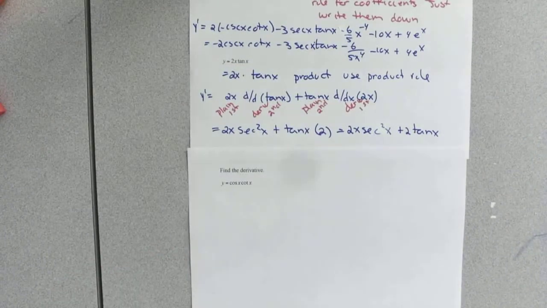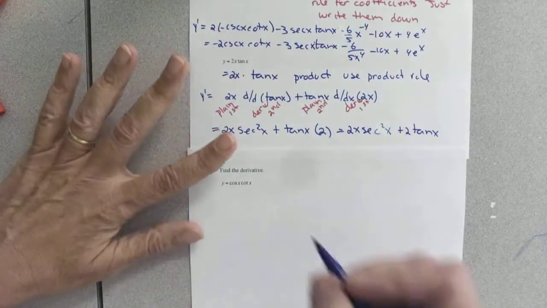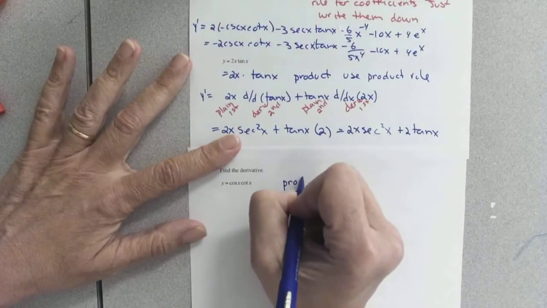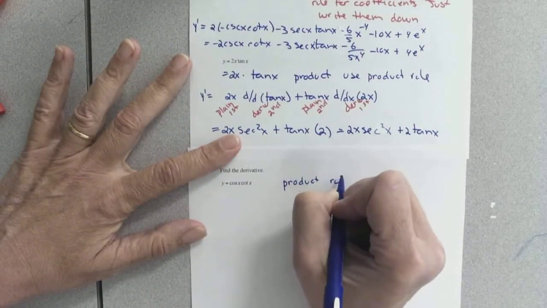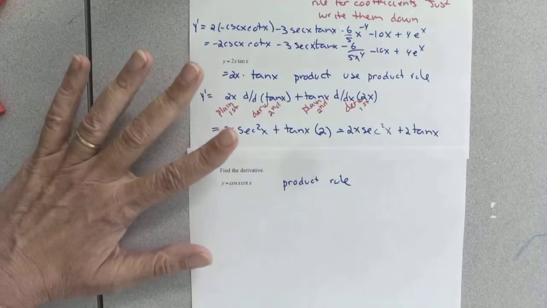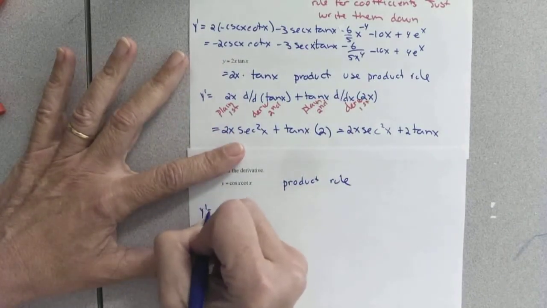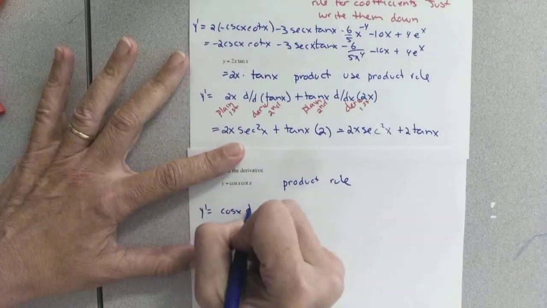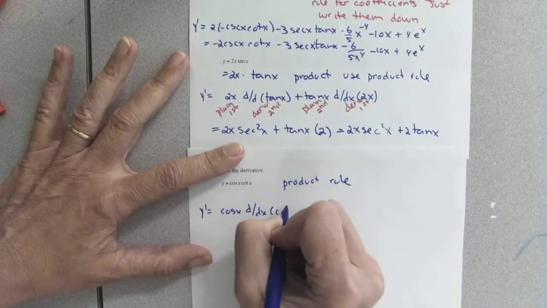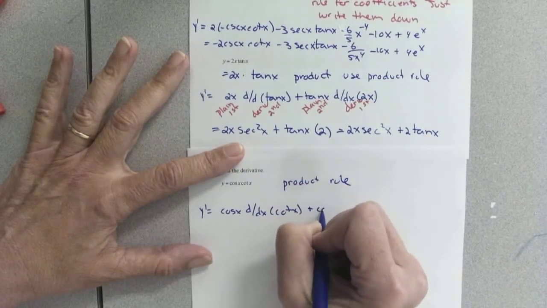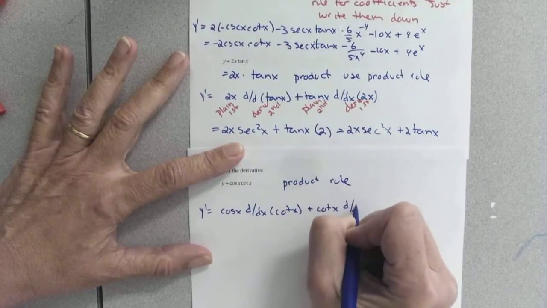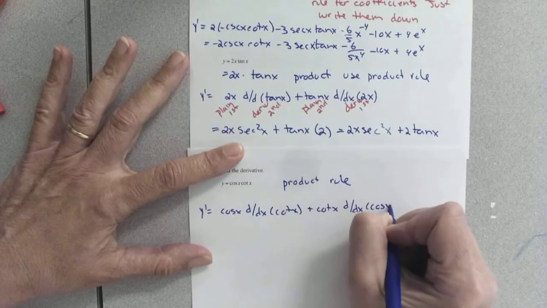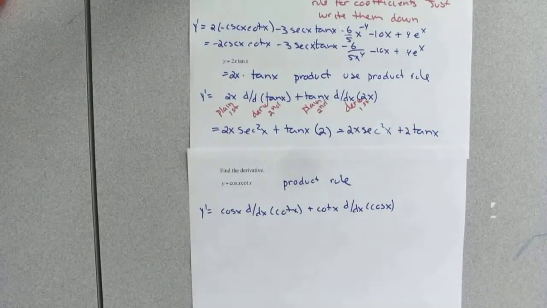Okay, again, another product rule. So using the product rule, plane first, derivative of the second, plus plane second, derivative of the first.